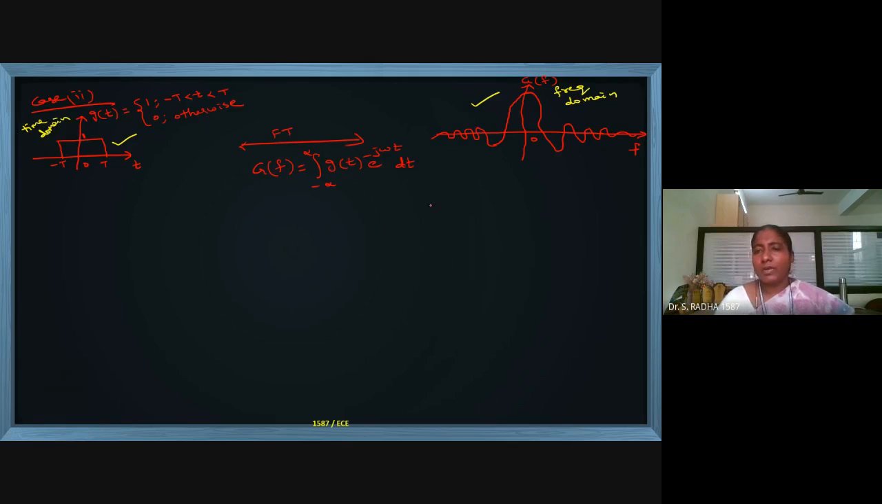So what I will do, I will make it cut short. Only the center diagram I will take. Maximum information is here. So this will be the g of f. Let the g of f diagram be like this, because in the side lobes only a small amount of information is there, and in the main lobe more information is there. So this is the diagram for g of f.